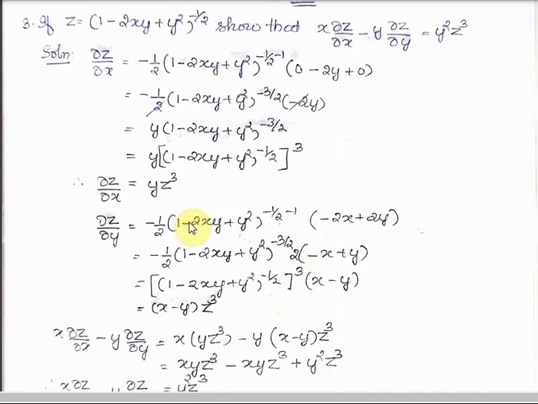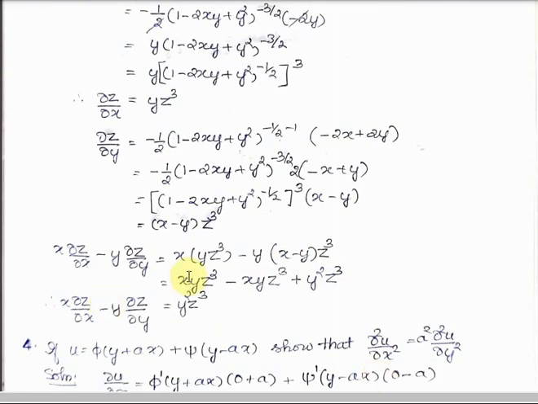Then we will construct the left side, x dou z by dou x minus y dou z by dou y. So x into dou z by dou x is yz cube, minus y into dou z by dou y is x minus y into z cube. Open the brackets, this becomes xyz cube minus xyz cube, minus into minus becomes plus y square into z cube. Xyz cube gets cancelled, so what is left is y square z cube. So that is what we wanted.